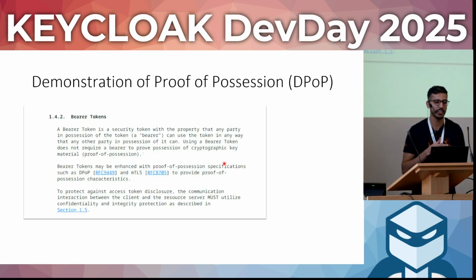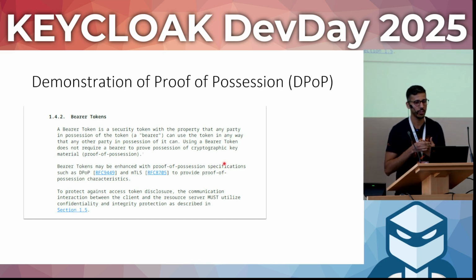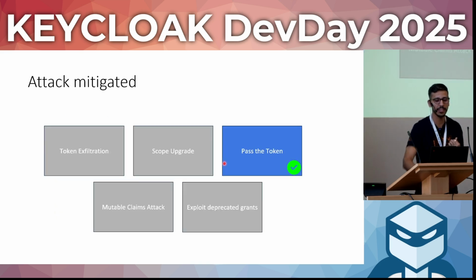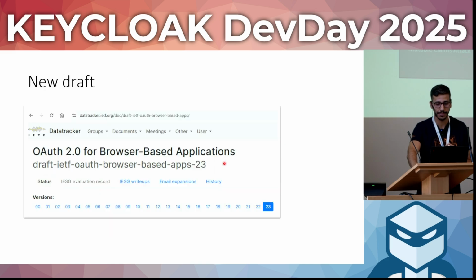And then we have another interesting feature called demonstration of proof of possession. This is a security mechanism that adds sender constraints in order to validate the owner of an access token before processing it. And this can definitely reduce the risk of the pass the token attack, because as a resource server, I won't blindly accept any token I receive from the client application and will add a second validation.